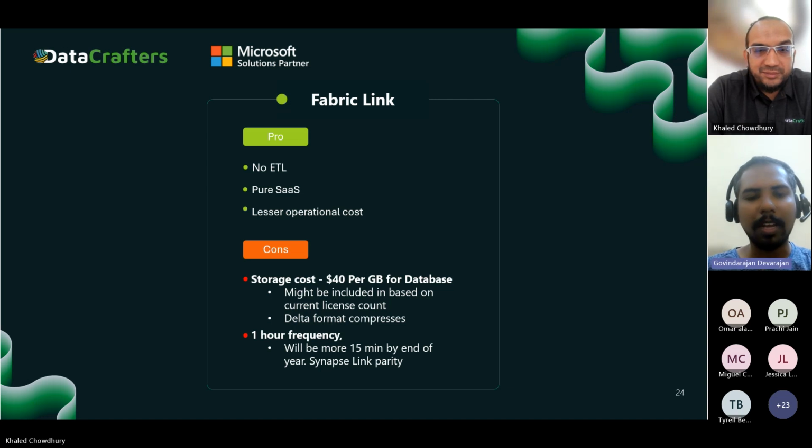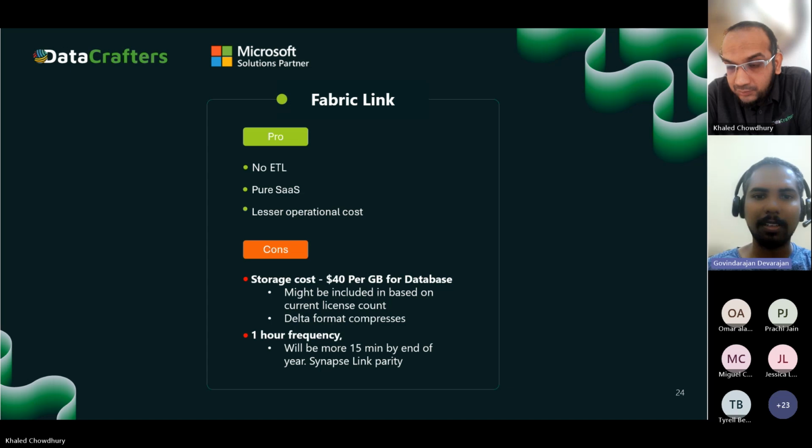Yeah. So, just to highlight the differences between Synapse Link and Fabric Link, Khaled had already covered almost everything. Compared to Synapse Link, Fabric Link has fewer pieces to work with, and we will be showing how we have built our architecture. But in terms of Fabric Link, you just set up the link, and then you can start working with the data in Fabric, doing all the transformations and everything.